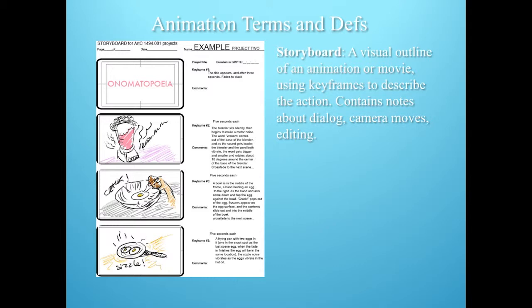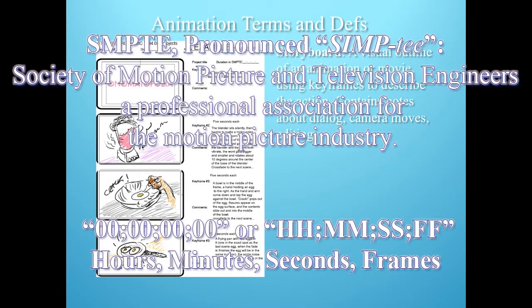This would be an example of what you would do for a storyboard. A visual outline of an animation or movie using keyframes to describe the action, containing notes about dialogue, camera moves, and editing. So the timing is very important. Often there's a lot of information about how much time each of these scenes will last, or which particular SMPTE or time code would be the beginning or end of that particular comp.